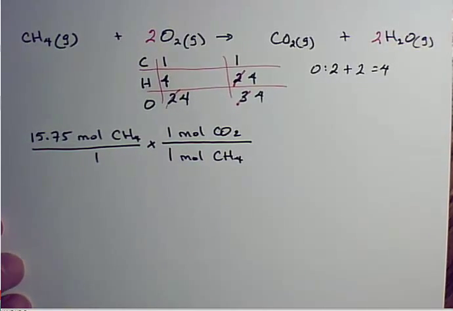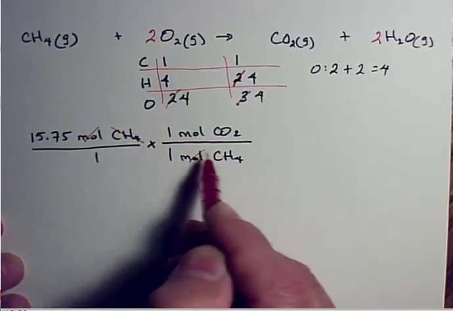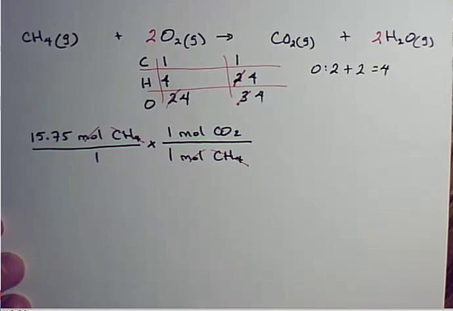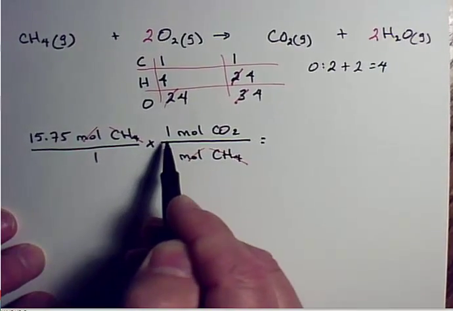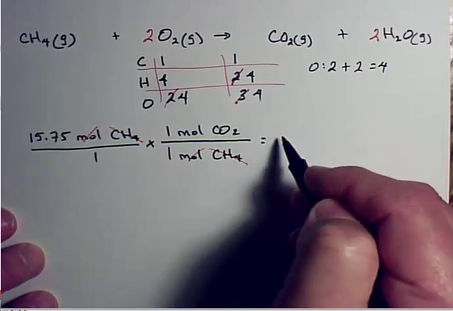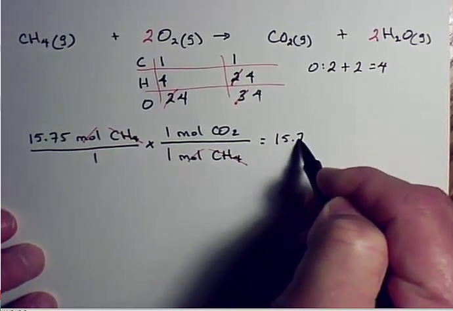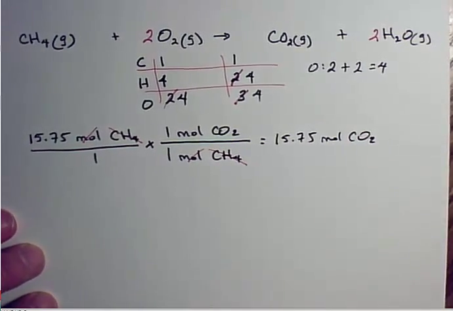All right. What do I do to simplify this now? Cancel out. Moles cancel moles. Methane cancels methane. And I have moles of carbon dioxide. I'm ready to do the math. Well, this is pretty simple math, isn't it? This times this is 1. It's 15.75. Divided by 1 is 15.75. And so the answer we get is 15.75 moles of carbon dioxide.